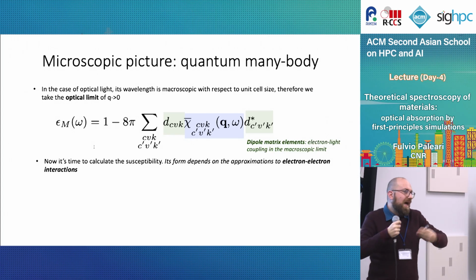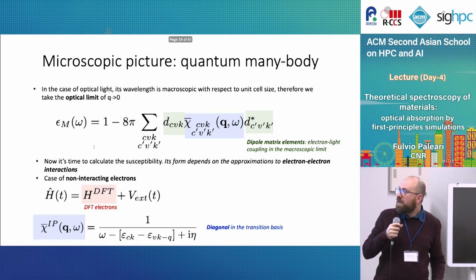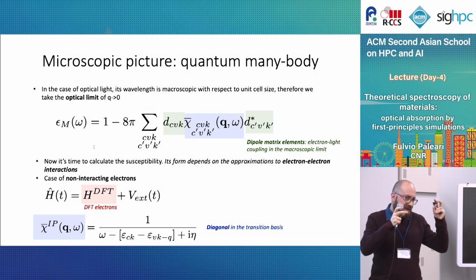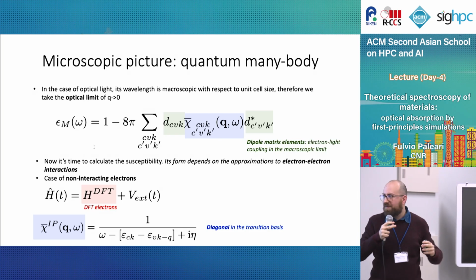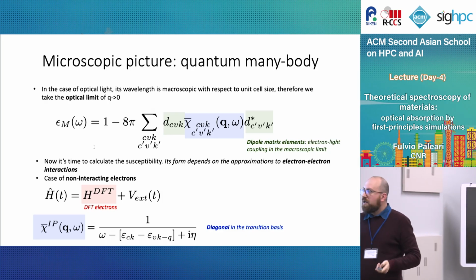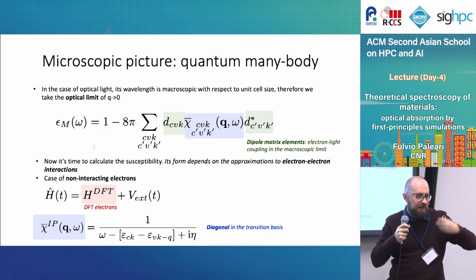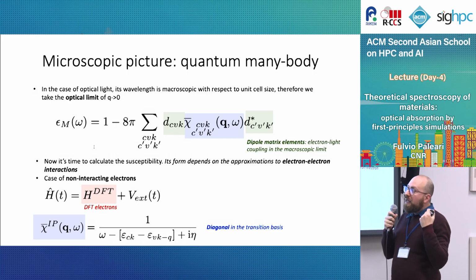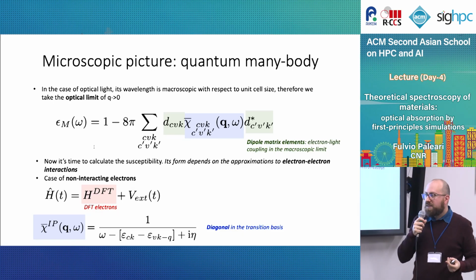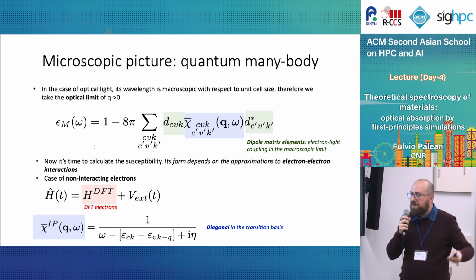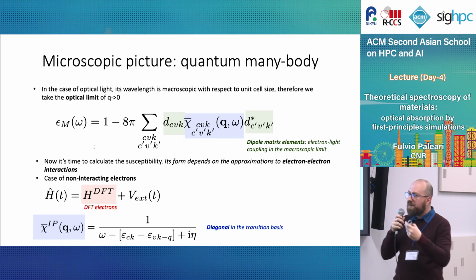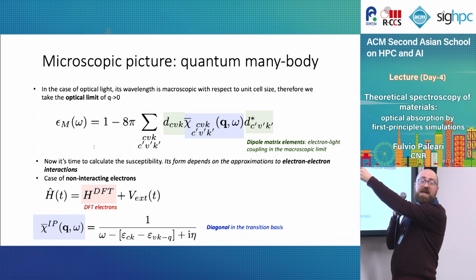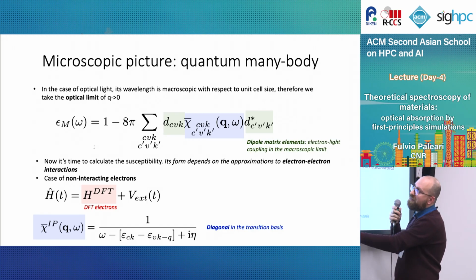And so we have several levels of chi that we can compute. The simplest possible one is the level of independent particles, which is effectively the DFT Kohn-Sham level, because you have effectively non-interacting particles. So we take the DFT Hamiltonian, the one that comes out from DFT codes like Quantum ESPRESSO, ABINIT, VASP, and then we perturb it with our external laser field. You can show, with many-body perturbation theory, that the response function is simply given by this expression. Its main feature is that it's already diagonal in the basis that we chose before, so you don't have a double sum.